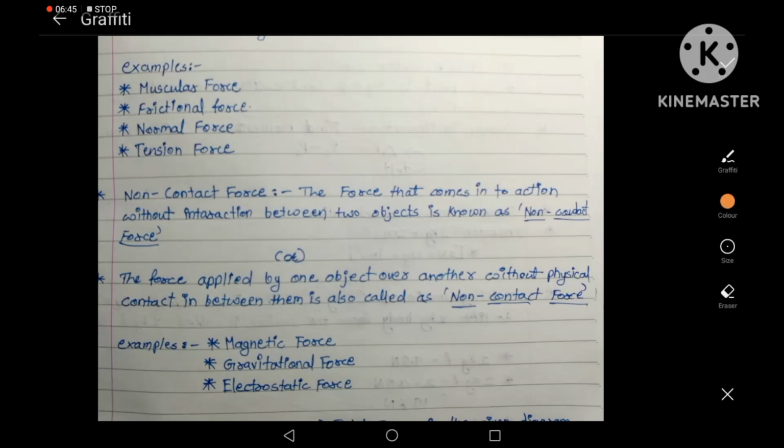Here there is another definition: the force applied by one object over another without physical contact between them is also called non-contact force. The same definition is here in other words, a shorter one. You can write both or you can write one of them. Some examples of non-contact force are magnetic force, gravitational force and electrostatic force. We will move to our next topic.